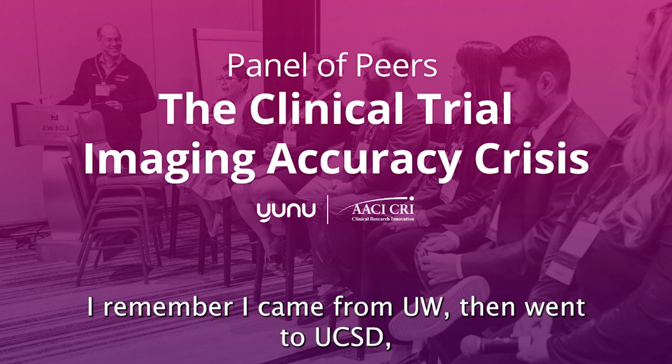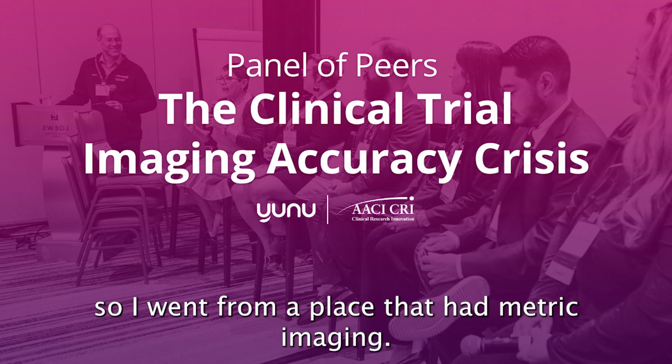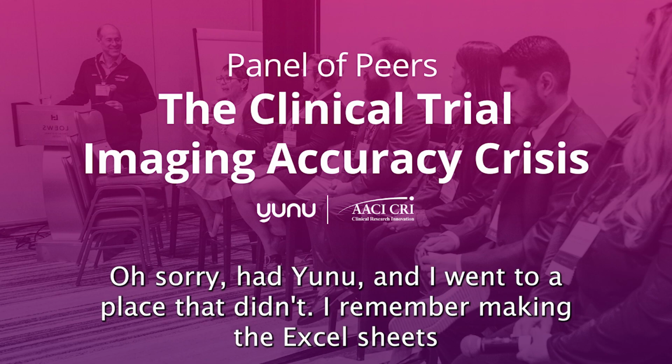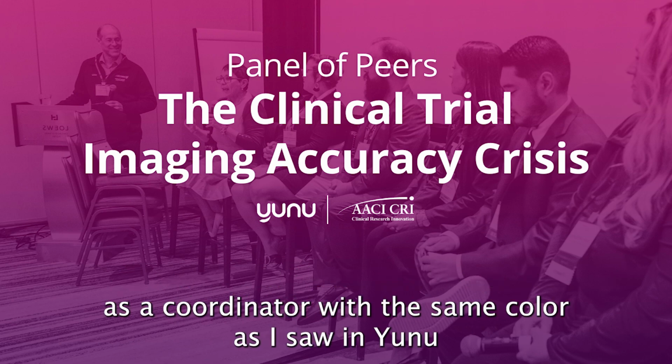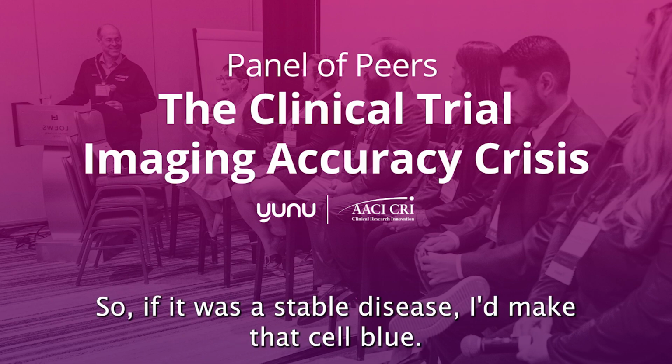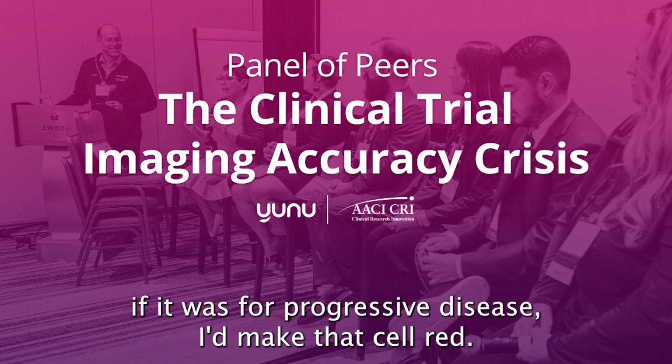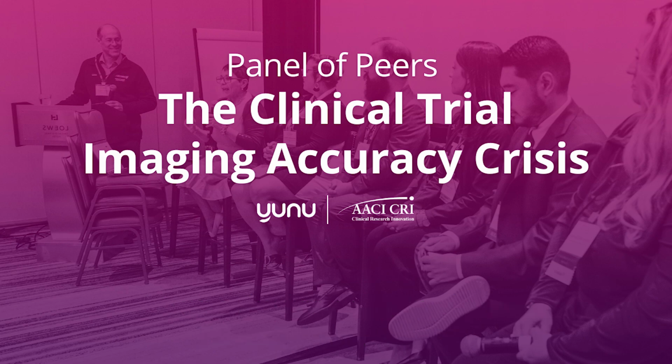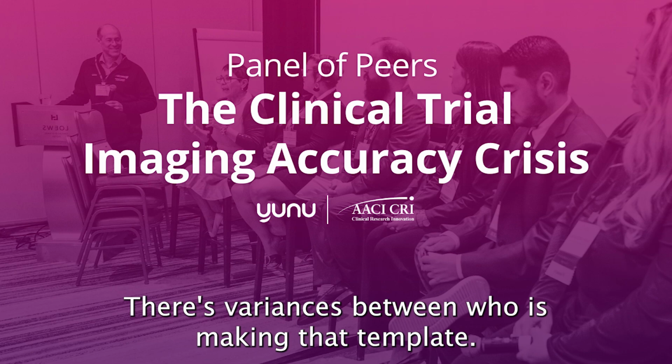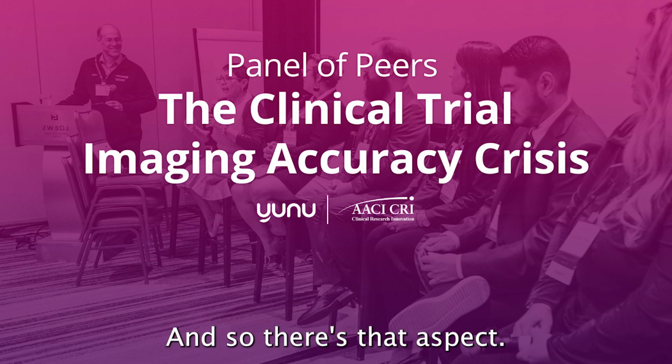I remember I came from UW, then went to UCSD. So I went from a place that had metric imaging, had UNU, and I went to a place that didn't. I remember making the Excel sheets as a coordinator with the same colors as I saw in UNU. So if it was a stable disease, I'd make that cell blue. If it was progressive disease, I'd make that cell red. There's variances between who is making that template, and so there's that aspect.